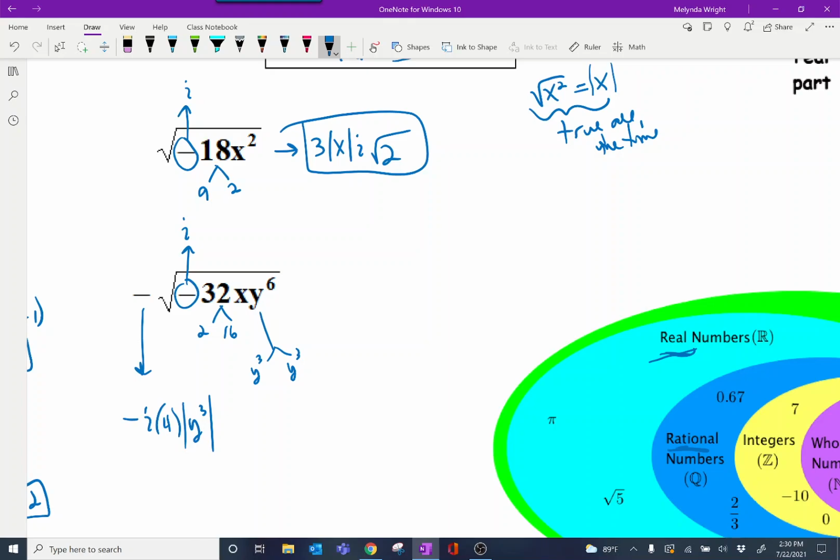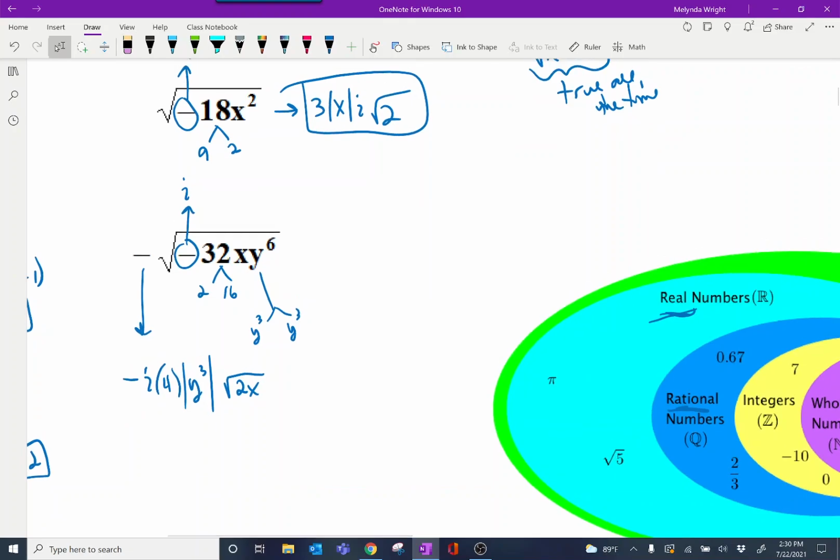And then, what do we have left inside? We've got the 2 and the x. All right, so let's just clean it up the way it's written. Typically we would do the 4 and then that piece and then the i, and there's our simplified piece. Okay, wonderful. So let's continue on.